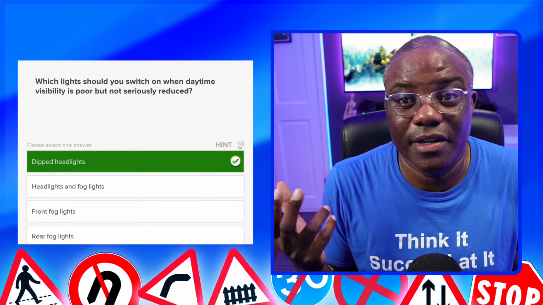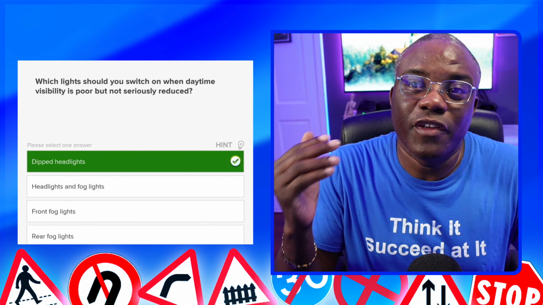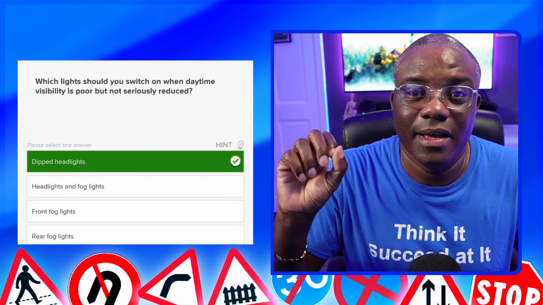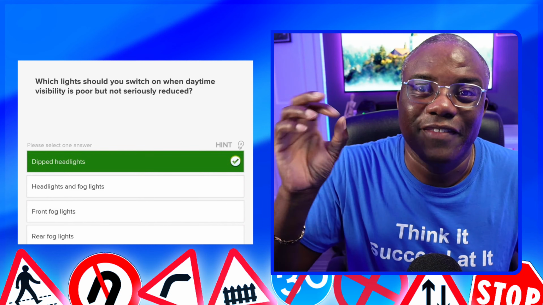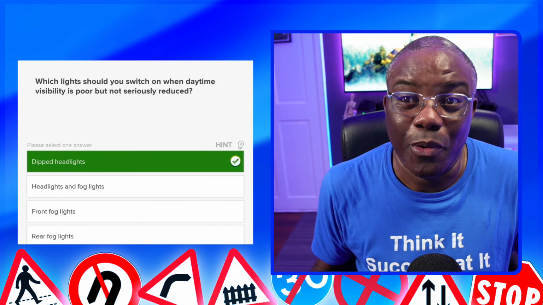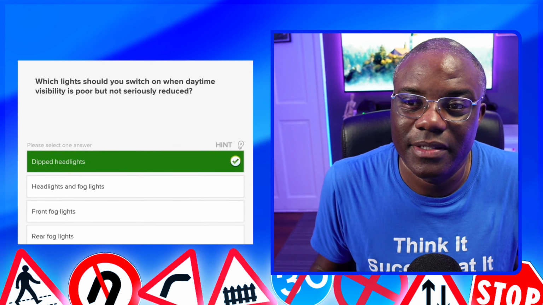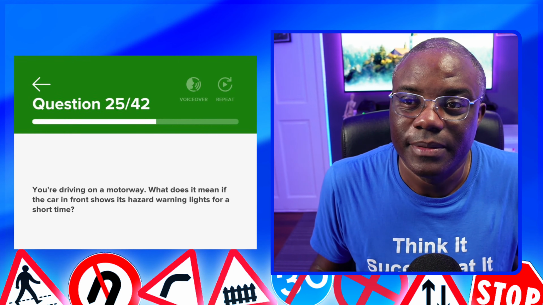And that's what I say. Understand the question, understand the answers. Hopefully you're seeing a theme through this. Simple question, simple answer, dipped headlights or headlights. If they want something more, they will pull it in the question. Trust me, don't panic about your lights questions on the theory test.